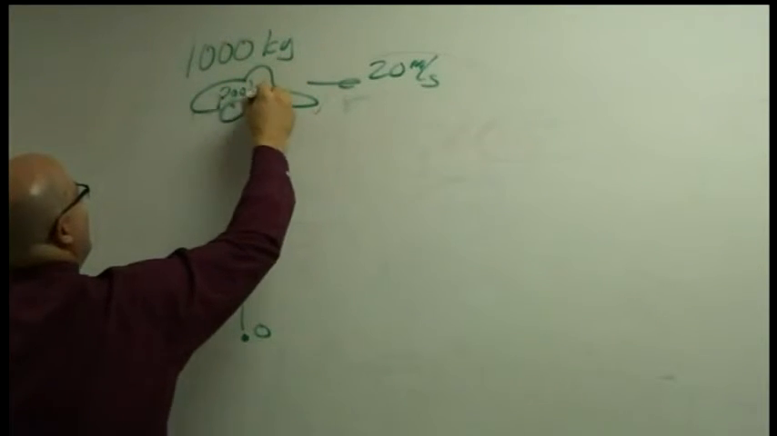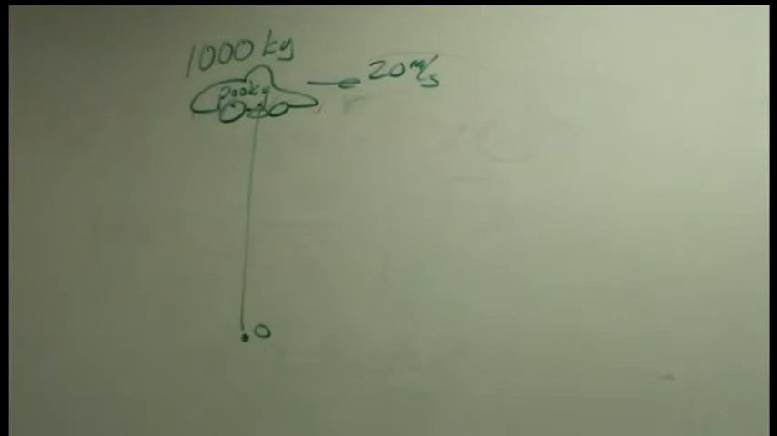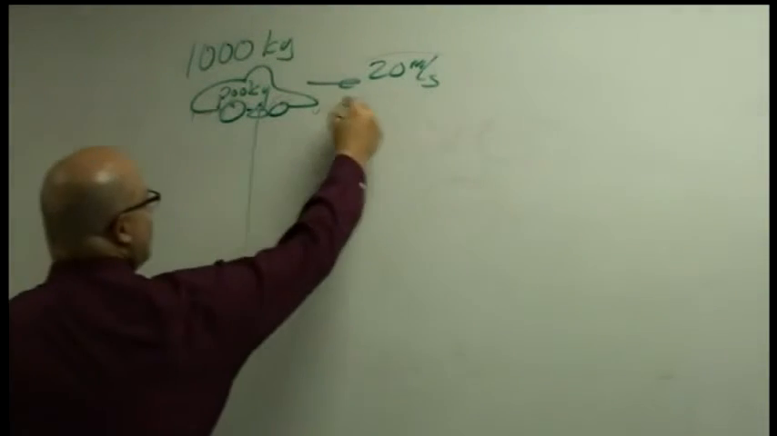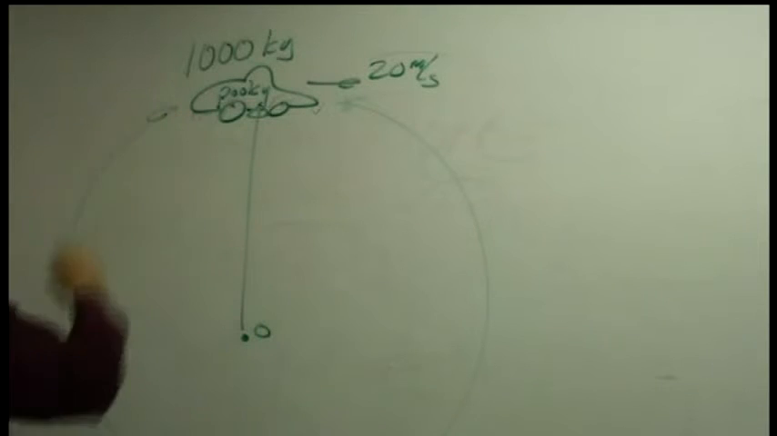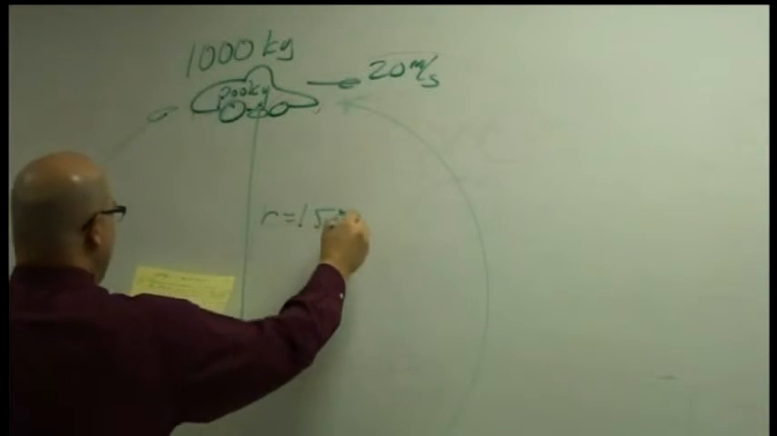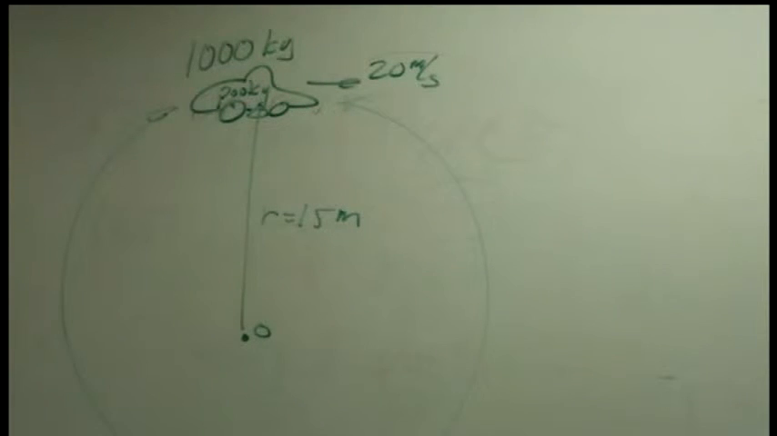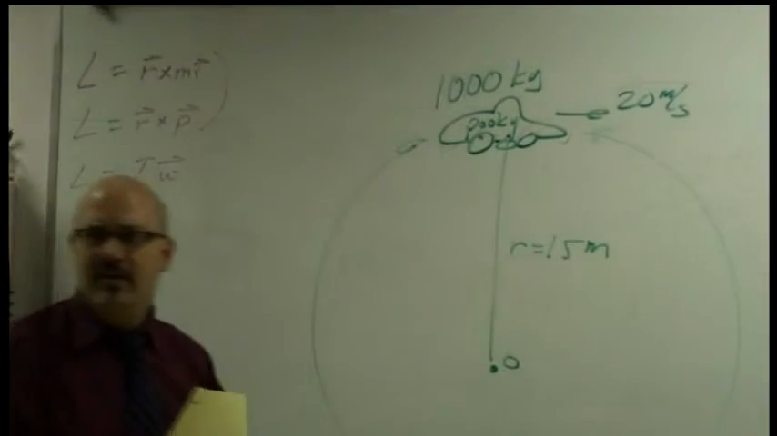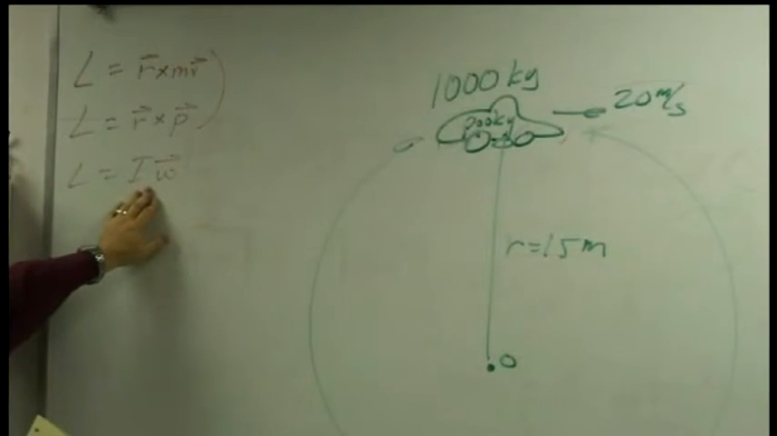Okay, Pookie is traveling around a circle like this, with a radius of 15 meters. Calculate the angular momentum of Pookie. Which one of these are we going to use? R cross MV? If you want to use the other one, you can, to get the right answer.